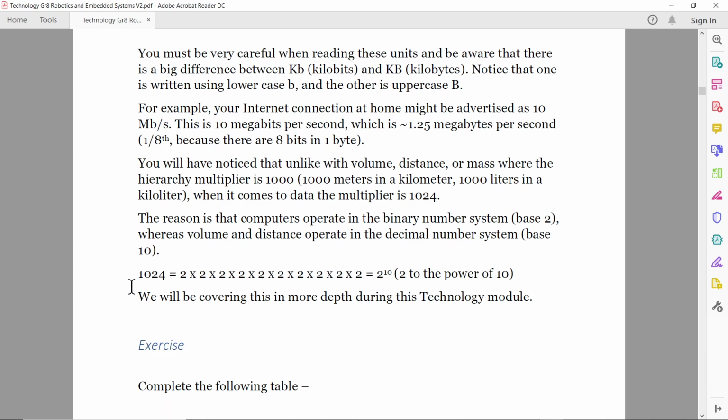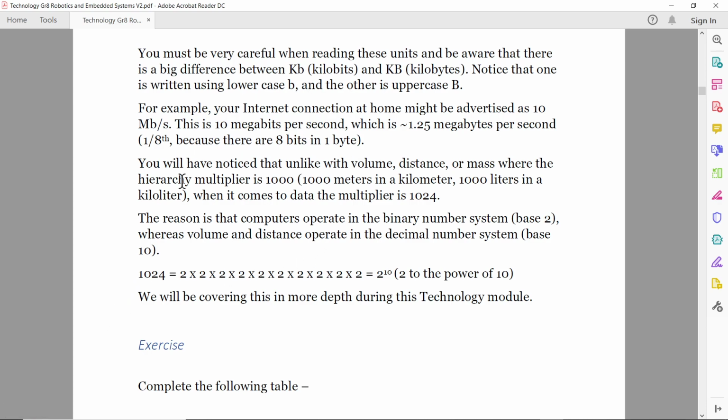Okay, and here is why it is 1024, because remember I said to you computers work in binary. Okay, and 2 times 2 times 2 times 2 times 2, 10 times. 2 to the power of 10 is 1024. That is why it's not 1,000. It's actually 2 to the power 10. 2 times 2, 10 times.